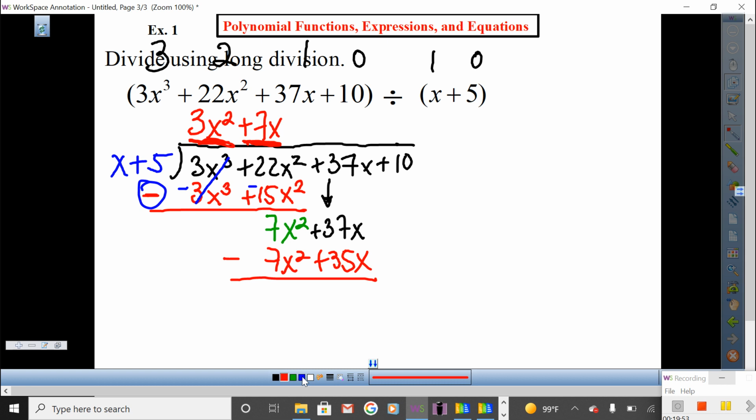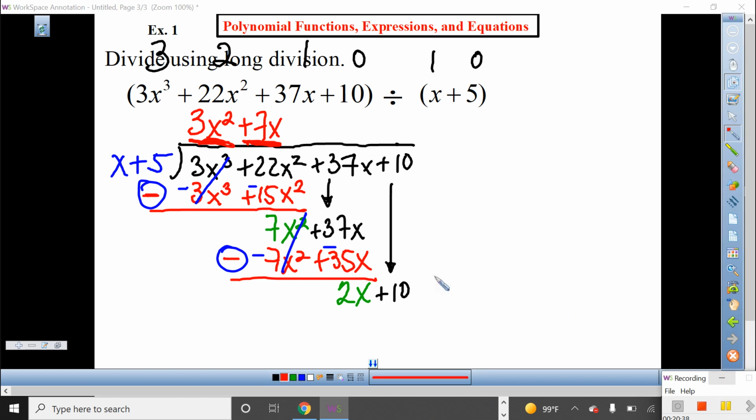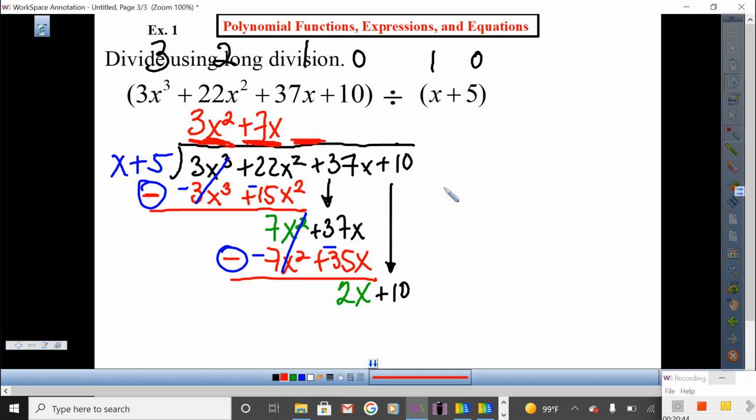I'm going to subtract. What does that mean, everyone? That I need to distribute that to both terms. This cancels. What is 37 minus 35? 2x. And what do we do after that? We just bring the other one down. Copy that, please. So we've brought this one down, and now we have 2x plus 10, and the question goes again. What number times x gives me 2x plus 10?